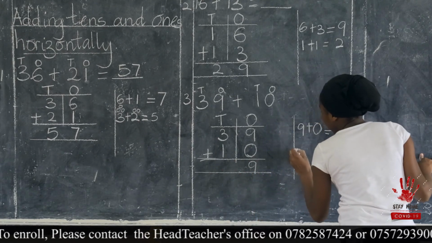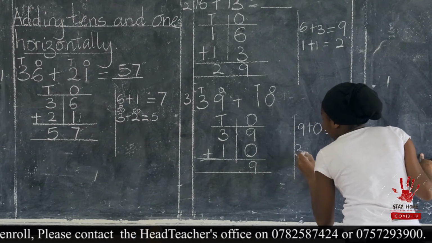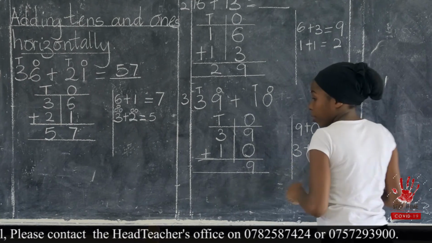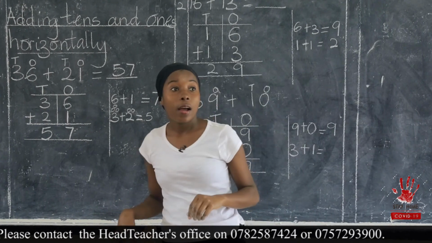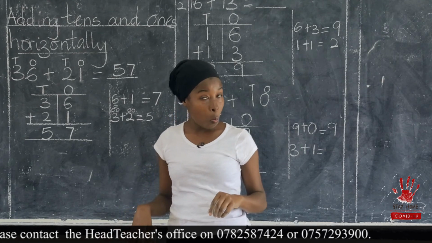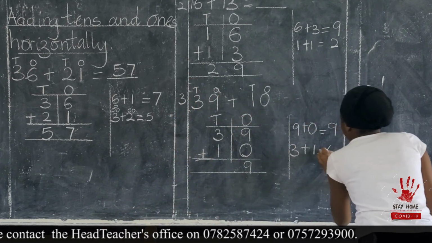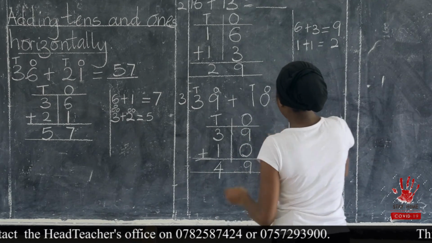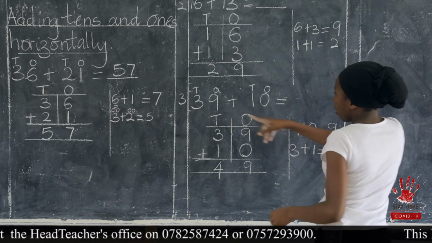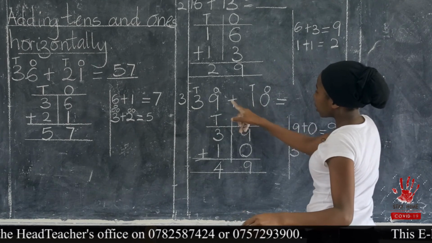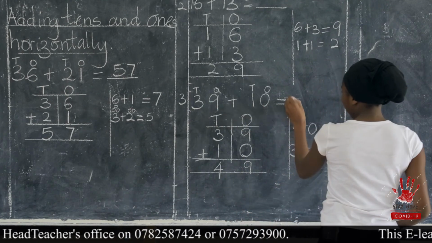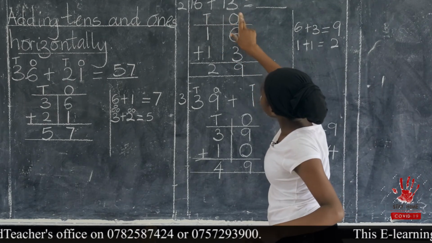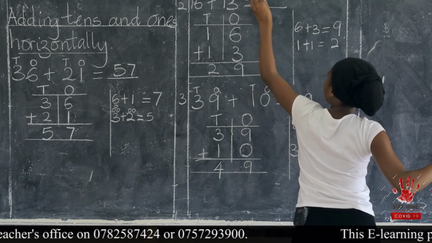And then I'm going to the tens now, whereby I'm adding 3 plus 1. What is 3 plus 1? 3 plus 1 is 4. Transfer your 4 and put it here. So 39 plus 10 is equal to 49. And 16 plus 13 is equal to 29.